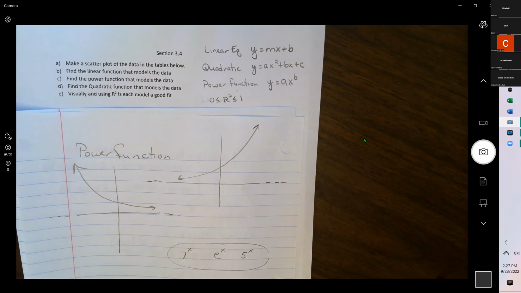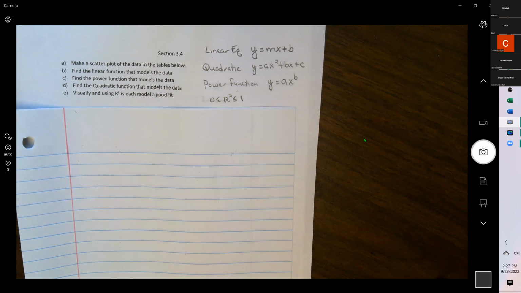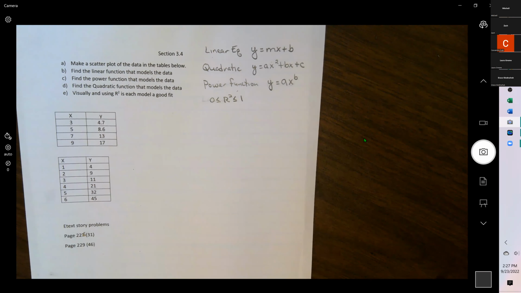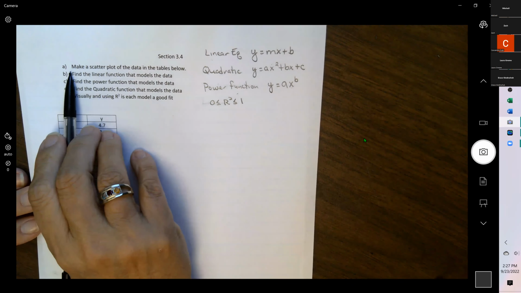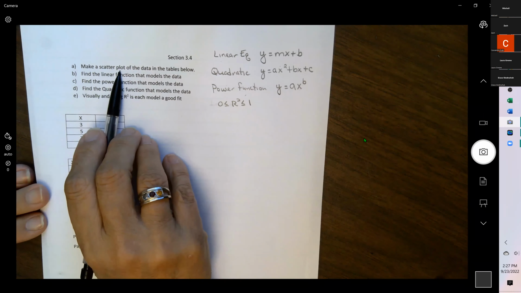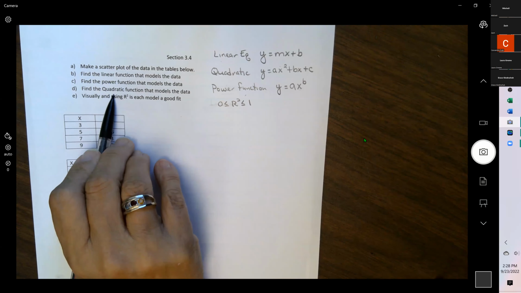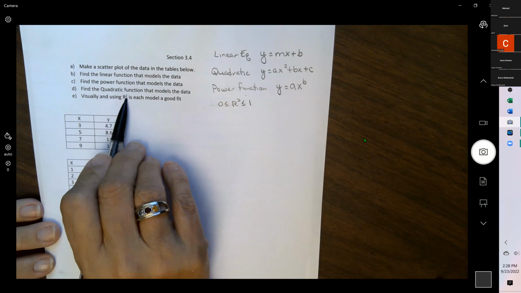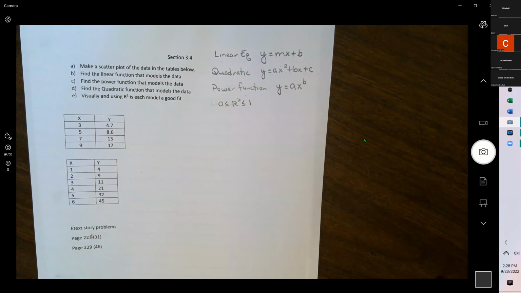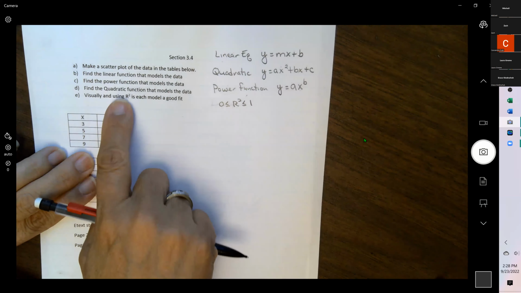Okay, let's go on to Desmos. So bring Desmos up. A lot of the problems in this section, they'll ask you to make a scatter plot, which we've learned already. And then they'll ask for the linear equation, which we learned already. And then the power function and the quadratic function. And then we look at R squared to see which one is best fit. So we're going to use this first equation and we're going to do all these steps.